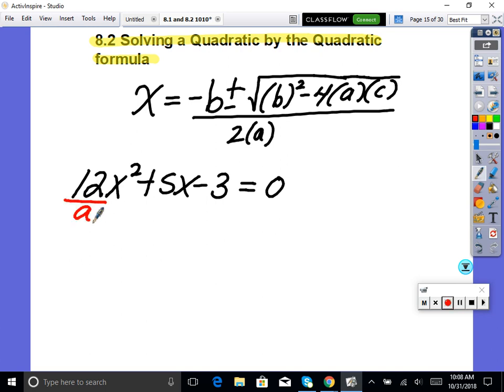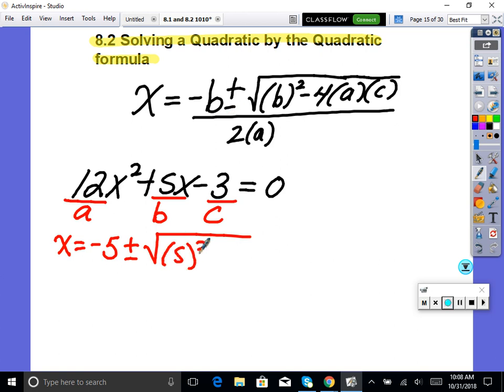So my a value would be 12, my b value would be 5, and my c value is -3. It's all just being able to plug something in correctly and plug and chug and simplify. So we'd have x is equal to -b, so that'd be -5 plus or minus the square root. Everyone, you need to use parentheses exactly as you see it, so that would be 5 squared minus 4 times a times c, and then all over 2, all, not just a part of it, all over 2 times a. So 2 times 12 would have been 24.